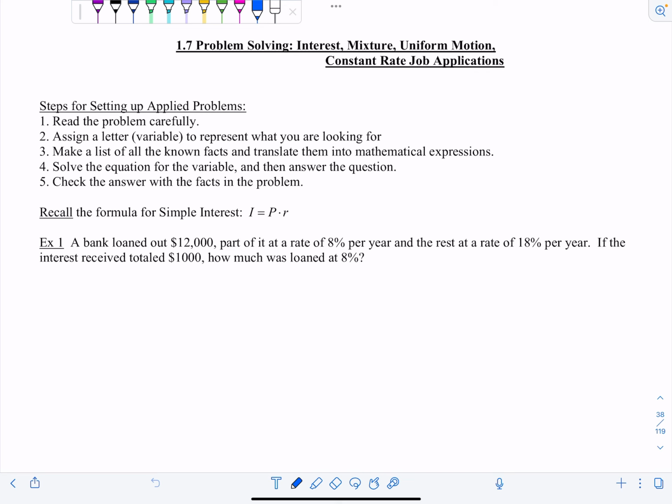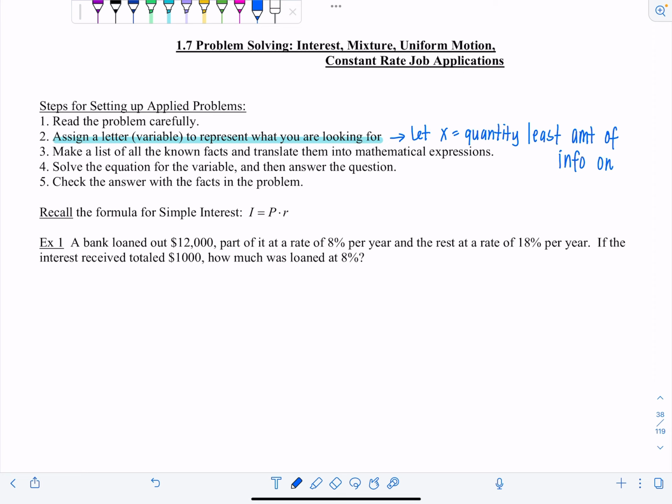Step 2, assign a letter or a variable to represent what you're looking for. We're going to solve all of these applications just using one variable. And if it's not obvious what to let your variable, usually x, represent, most of the time, let x equal the quantity that you have the least amount of info on. You'll see what I mean in just a second. Okay, sometimes it's obvious though.